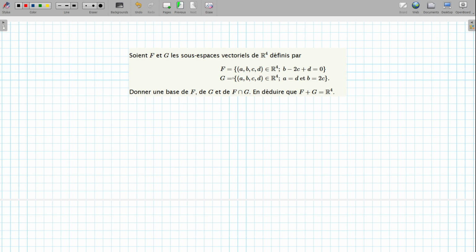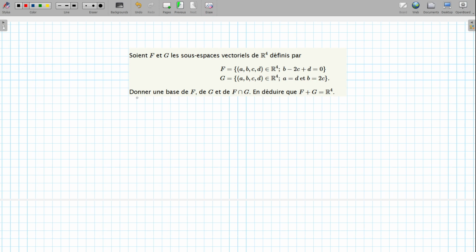So you can easily verify that F and G sont des sous-espaces vectoriels de R4, because they're going to be non-empty. There's stability by addition, and then there's stability by scalar multiplication. Now at your own time, you can check that this is actually true. Hopefully you have an idea of how to go about showing that they are non-empty, and that we have stability by addition and stability by scalar multiplication.